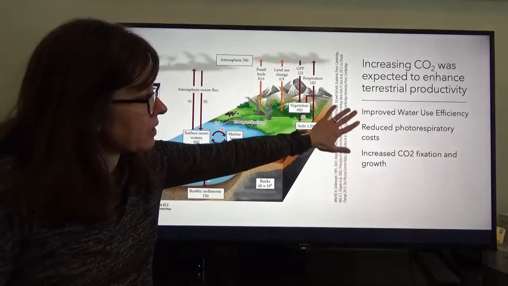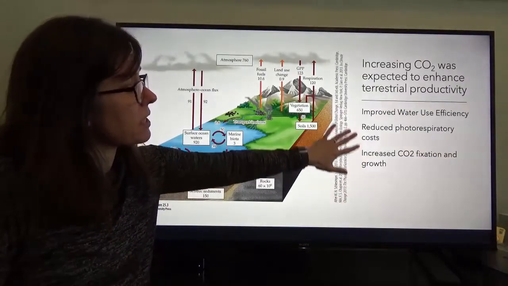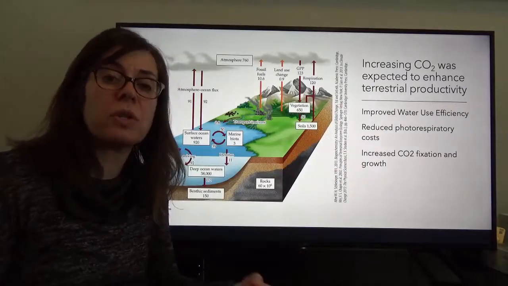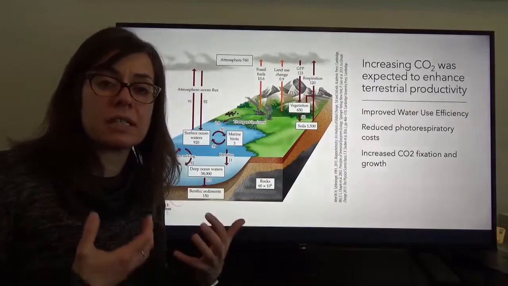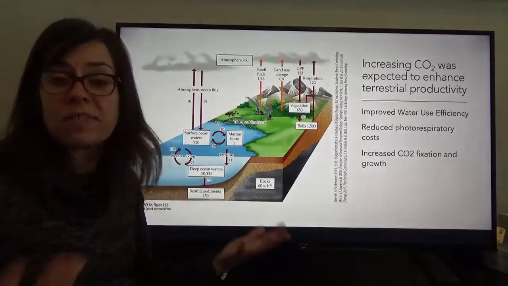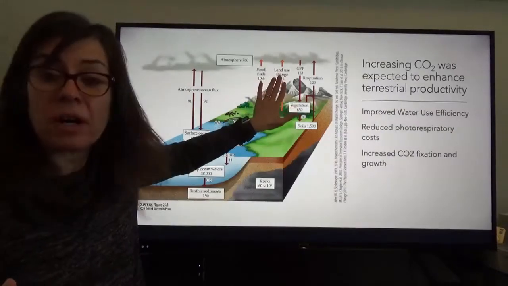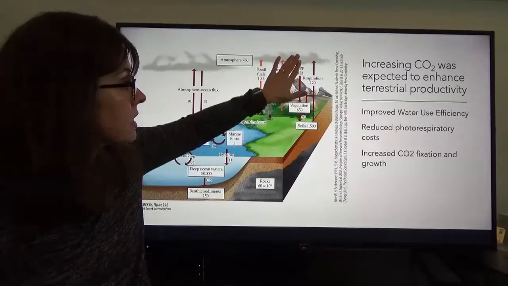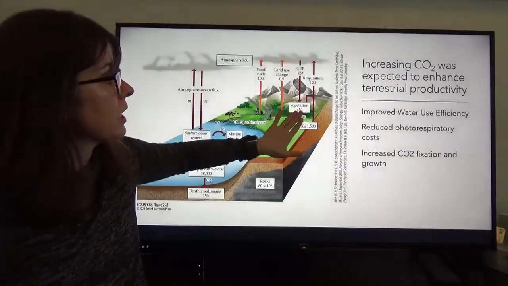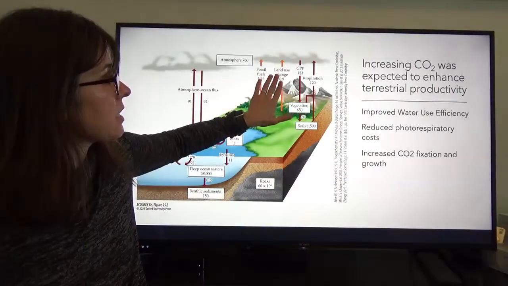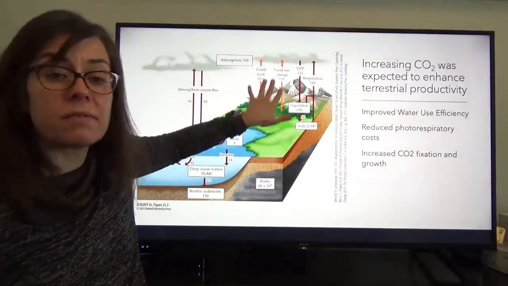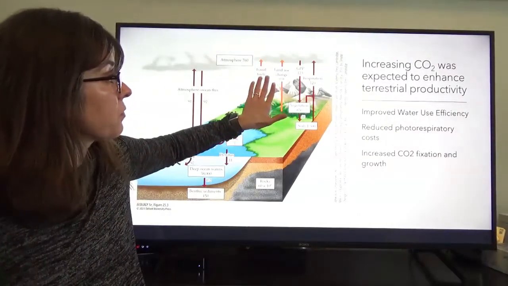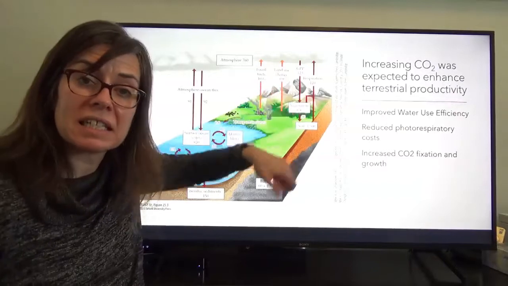And this increased CO2 fixation and improved water use efficiency would all lead to enhanced growth and enhanced carbon capture in these ecosystems, okay? And so, offsetting some of our additional emissions, the idea was that this sink would increase, this GPP uptake would increase, and that would take care of some of these emissions associated with fossil fuel use in particular, but increasingly land use change.